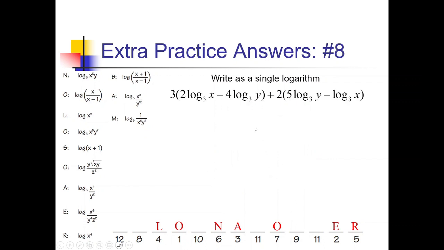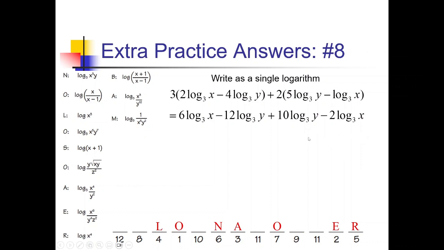This next problem is a little bit intense. We have parentheses, 2 parentheses, lots of logs, different variables, subtraction, pretty much everything that can go wrong in one problem. I'm going to start this by distributing these 2 outside coefficients to the parentheses to make things a little bit less stuck together. So for this first one, I'm going to have 6 log base 3 of x minus 12 log base 3 of y. For the next one, I've got 10 log base 3 of y minus 2 log base 3 of x.